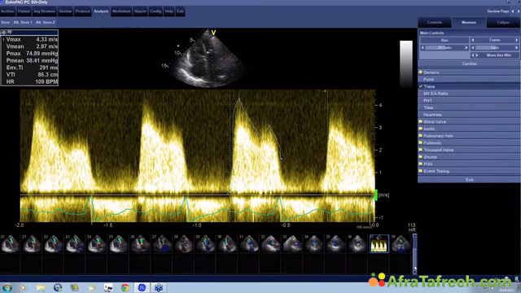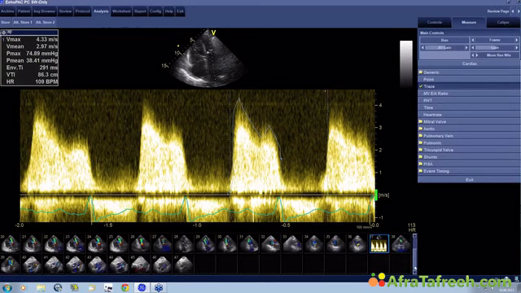Okay, this was the case that I called Tear It Apart. I hope it also showed you a bit how to assess patients with mitral stenosis and some of the difficulties we encounter in this situation.